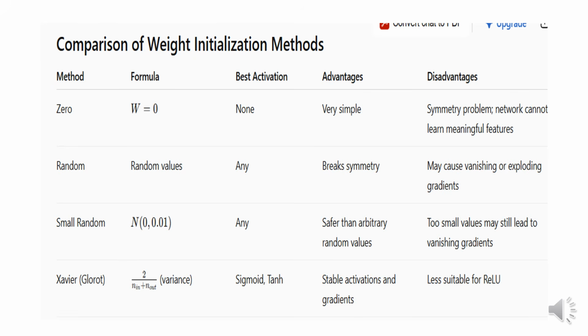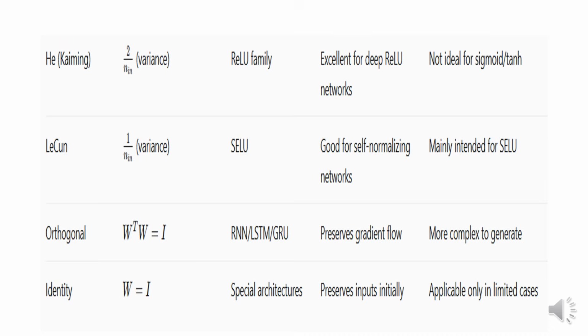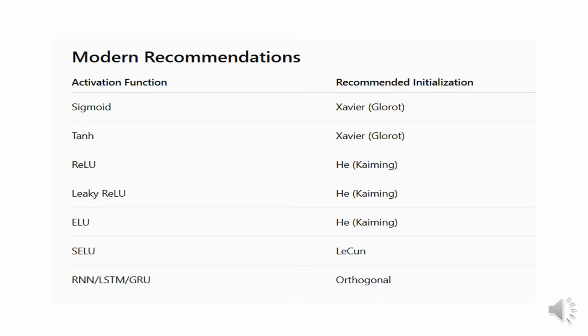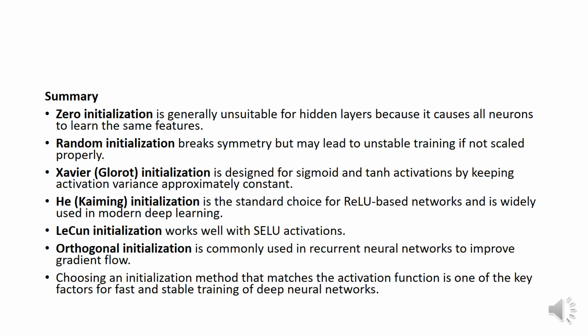These are the comparisons of the weight initialization methods that we have discussed already. They are compared based upon the formula, activation methods, advantages, and disadvantages. Modern recommendations, which activation function is suited for which initialization, I have explained here. So this is the summary of this class.